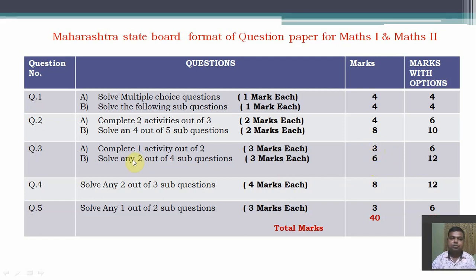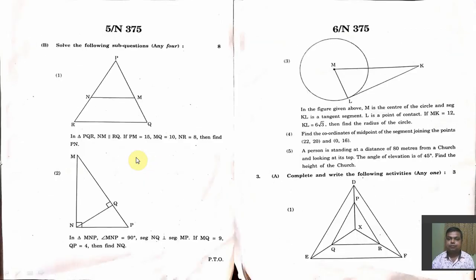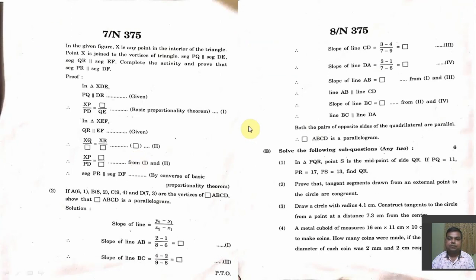Now see how question number 3b will be asked. See here, it is question number 3b. Solve the following sub questions, any 2. It has a 6 mark weightage, each question is 3 marks, and 4 questions are asked and you have to attempt any 2 questions correctly to score 6 marks.